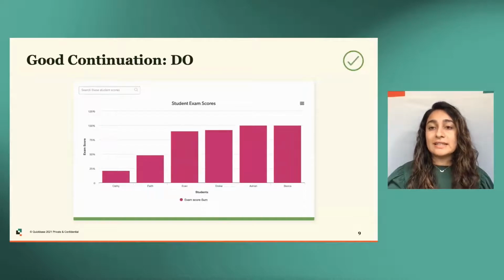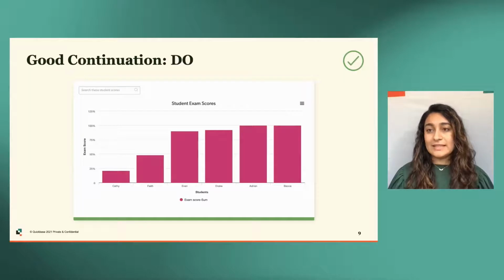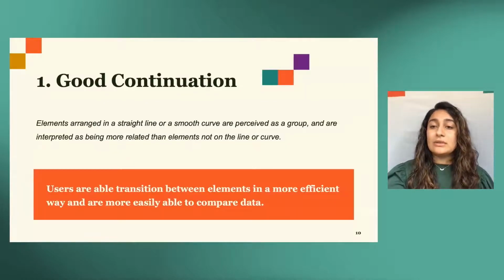In contrast, this bar chart has the same data, but the bars are arranged to let your eyes move in a simple curve. This represents good continuation. This sorting from low to high by the y-axis can easily be done in the chart settings. With applying good continuation, people are able to transition between elements in a more efficient way. And in the case of our second bar chart example, viewers of this chart are more easily able to compare and contrast data.